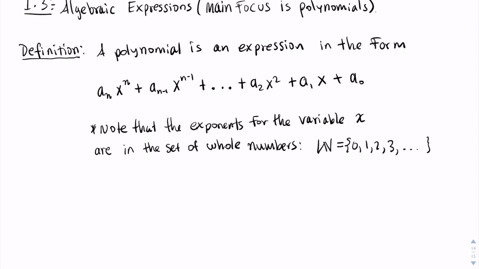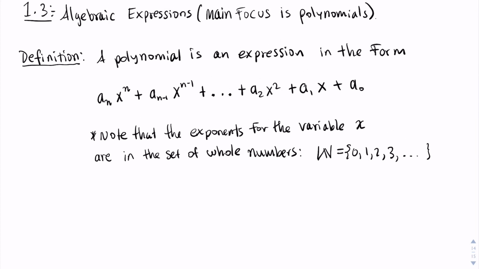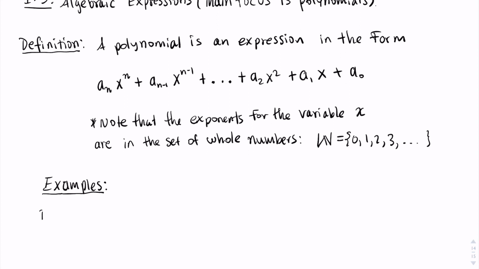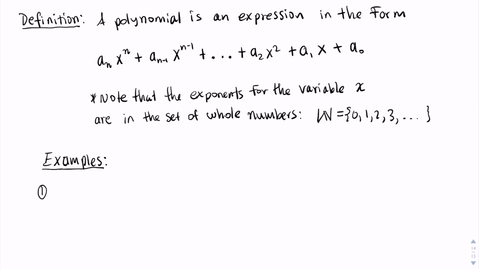So here's an example of a polynomial. Let's put some examples. Number 1, say I give you 2x cubed minus 50x plus 11. Is this a polynomial? Sure. This is a polynomial. How many terms are in this polynomial? Terms.